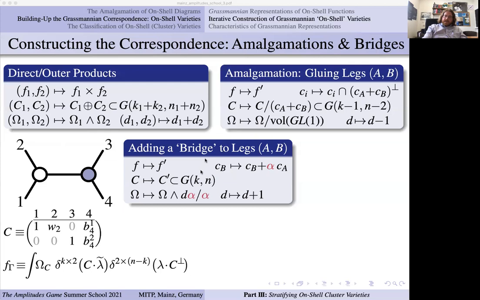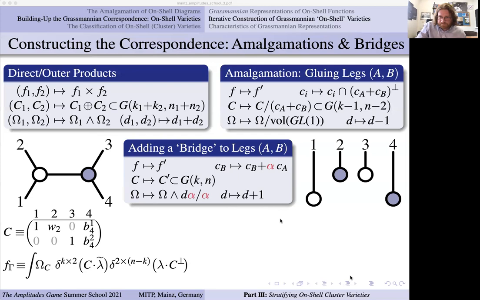So the size of the matrix stays the same. And the form gets added a wedge of d log alpha. And so you gain one new dimension; this little d here stands for the dimension of the form on the Grassmannian. I didn't give a formula for it, but it's very easy to see from this discussion right here that it's two times the number of vertices minus one for every internal line. That's the formula for the little d.